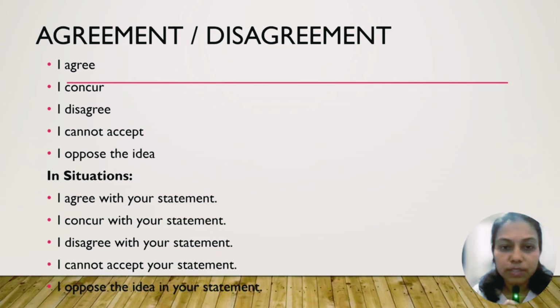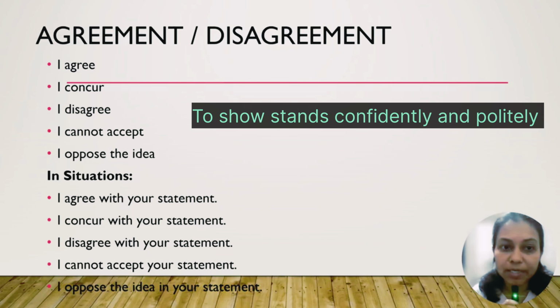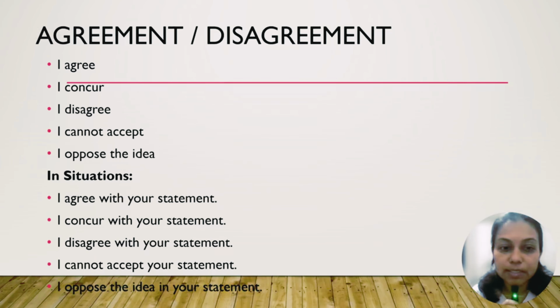Second type is agreement or disagreement. These help show your stance confidently and politely. For example, I agree, I concur, I disagree, I cannot accept, I oppose the idea. Let's say in situations. I agree with your statement. I concur with your statement. I disagree with your statement. I cannot accept your statement. I oppose the idea in your statement.